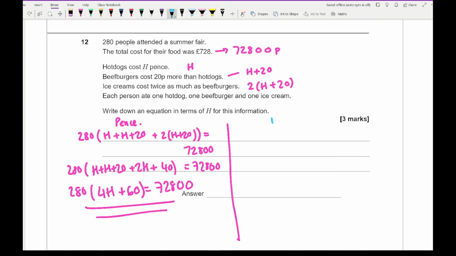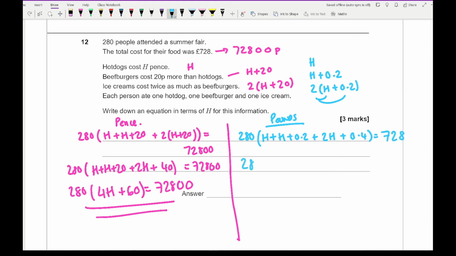Now, if you're working in pounds, you'll end up with a very similar answer, but with different units. So here, 20 pence, well, that's still going to be H. This is going to be H plus 0.2, and this is going to be 2 lots of H plus 0.2. And so looking at this, we've got 280 people. That decimal number doesn't change. I've got H plus 0.2 plus, and I'm just going to expand the bracket straight away. So that's going to be 2H plus 0.4, close bracket, and it's going to be 728. So then simplifying the bracket, I get 4H plus 0.6 equals 728, and there is my final answer for the expression for this situation.